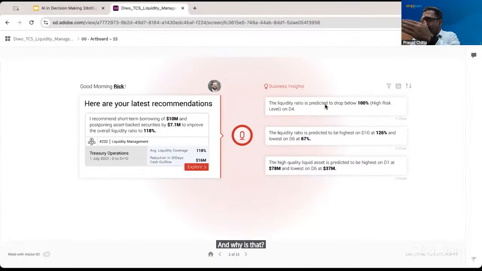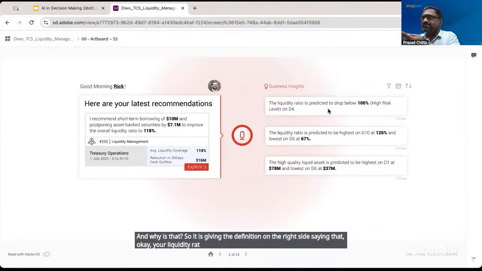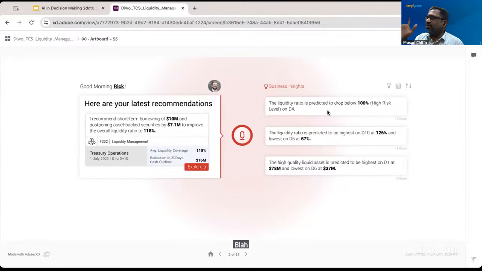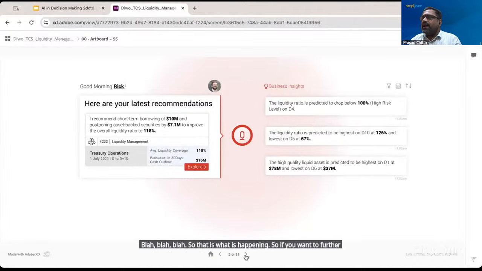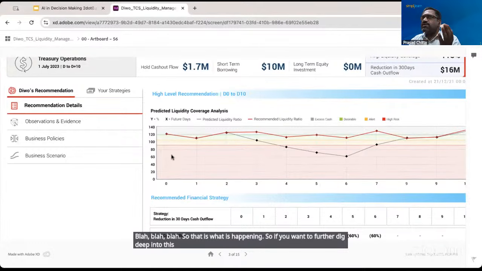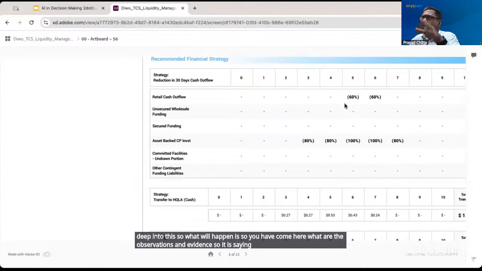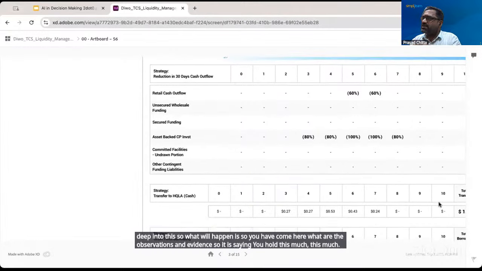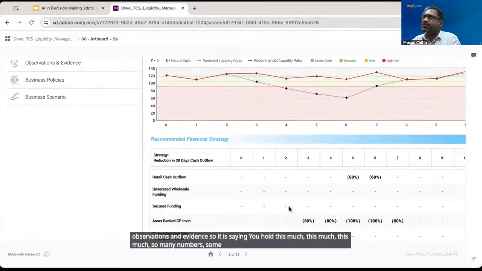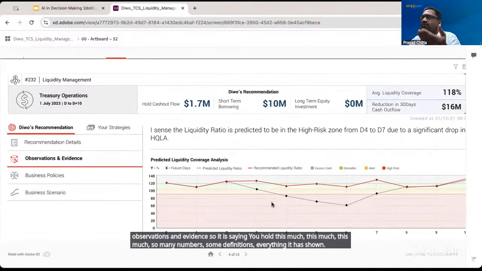It is giving the definition on the right side, saying that your liquidity ratio will be in trouble on day 3, day 4, day 5. From now, in 5 days' time, you will have a problem if the cash flow goes on like this. If you want to dig deeper, you come here: what are the observations and evidence? It says you have this much, so many numbers, some definitions, everything it has shown.